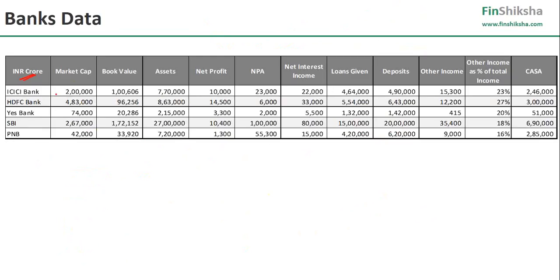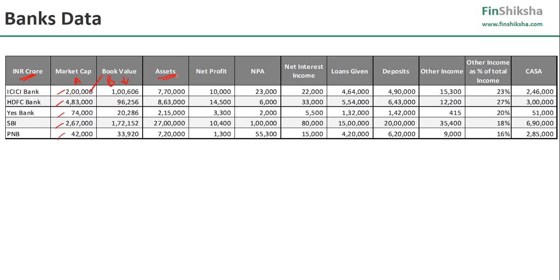So ICICI's market cap is about 2 lakh crore. HDFC is the largest bank. It's about 5 lakh crore almost in terms of market cap. SBI is 2.67. Yes Bank is 74,000. PNB is 42,000 crore. Then you have a book value which is available. You can just calculate price to book by A divided by B. A divided by B is going to give you the price to book ratio of each of these banks. We'll calculate that and check what those numbers look like.